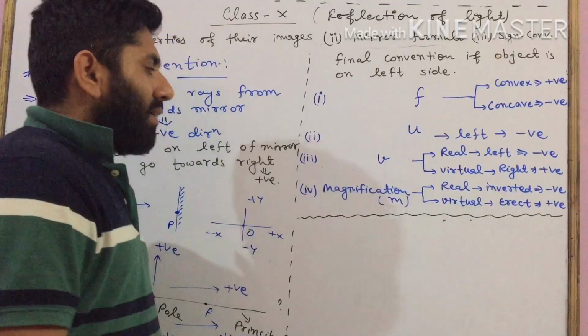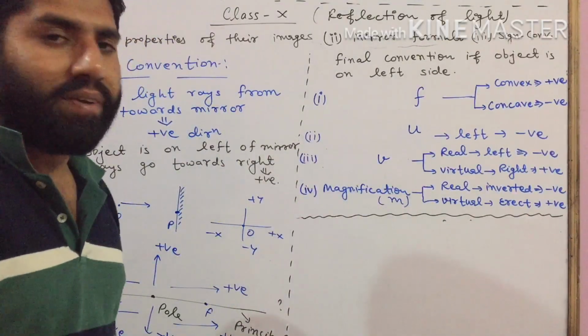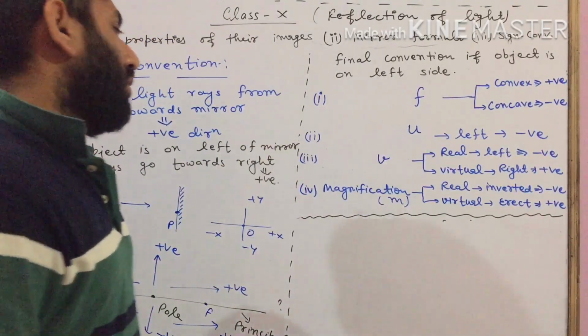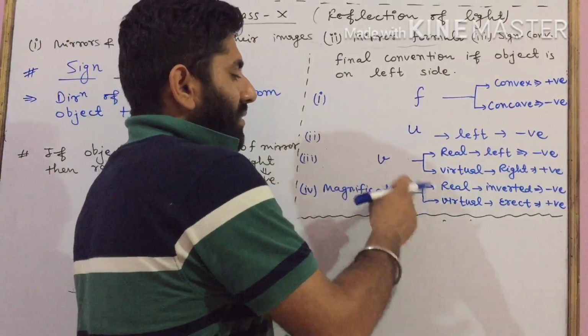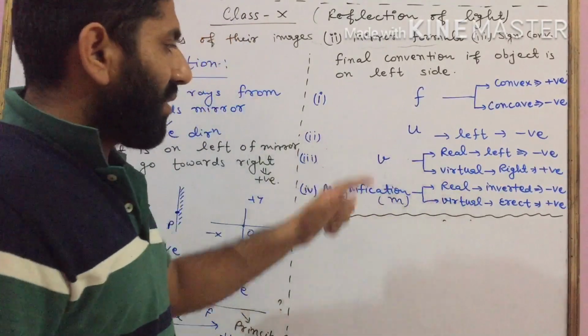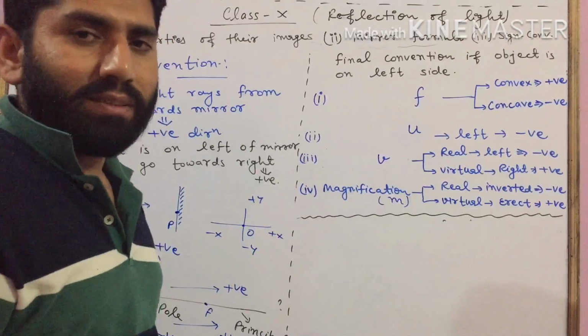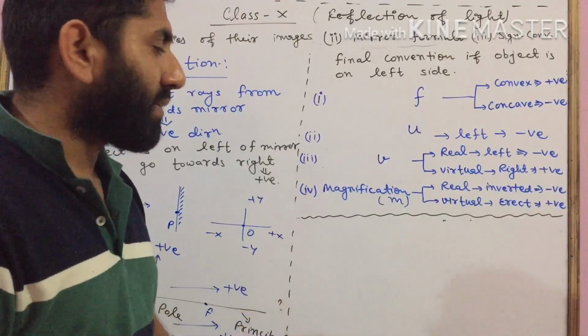Now last is the convention for magnification. Magnification has a similar type of convention as we have for image distance, but it is only in case of mirrors.